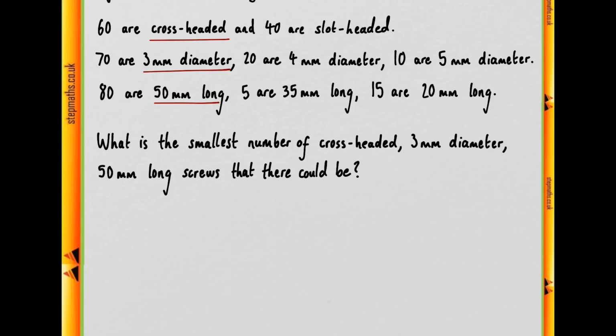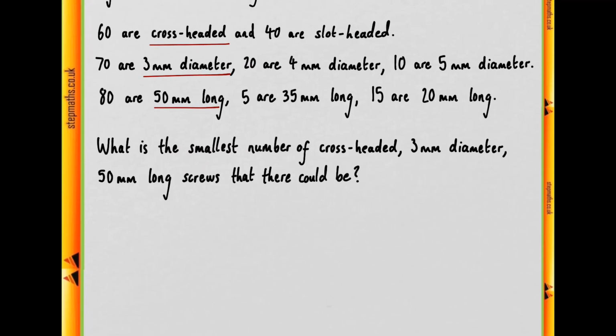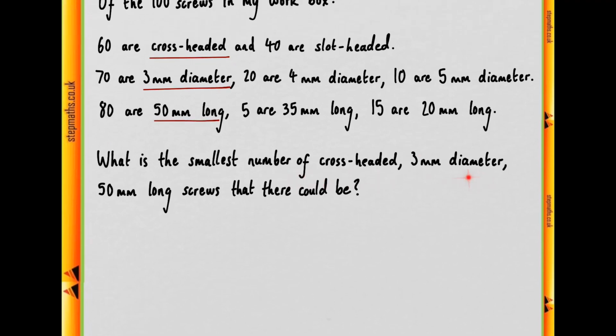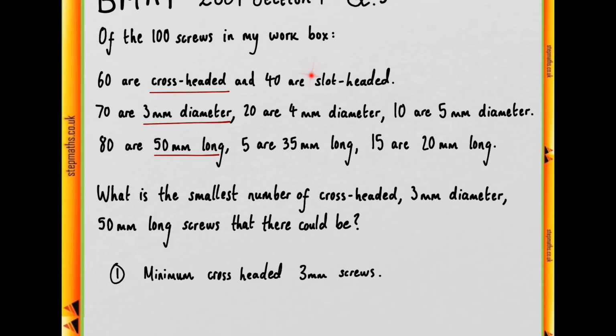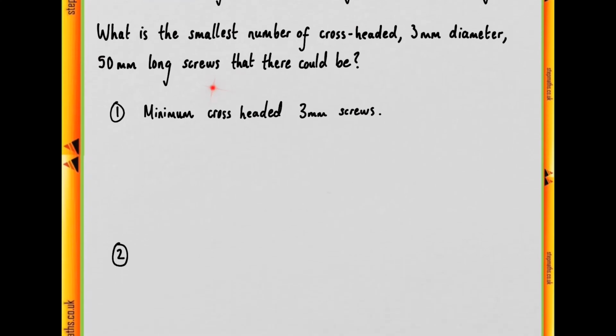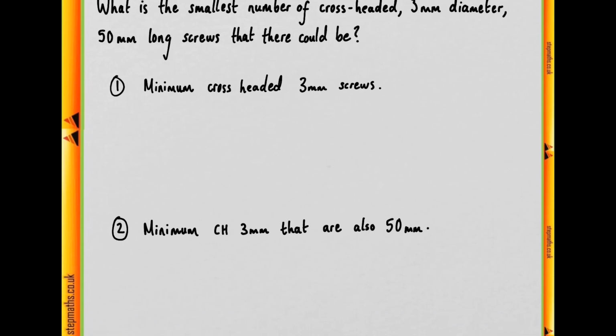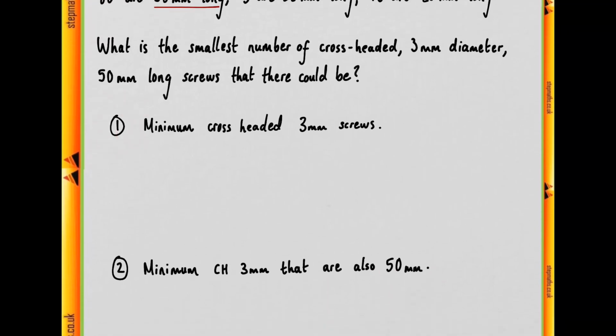Okay, so let's have a think about this. Rather than working out how many conform to all 3 variables at once, which can be quite tricky, let's do this in a 2-step process. Firstly, let's work out what the minimum number of cross-headed 3mm screws would be, so we'll just deal with the first 2 variables, and then once we've established that fact, we'll work out what the minimum number of these cross-headed 3mm screws that can also be 50mm. Okay, so I'll explain this 2-step process. We'll start with step 1.